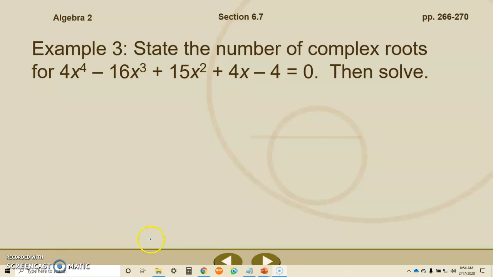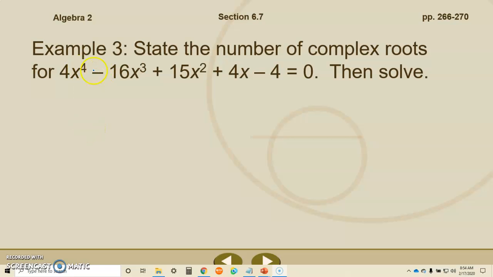Hey guys, this is part 2 of our 6.7 video on polynomial equations, and we finished up the last video talking about the fundamental theorem of algebra. So let's put that into action along with our other theorems that we've learned in previous lessons by stating the number of complex roots and then solving for this equation.